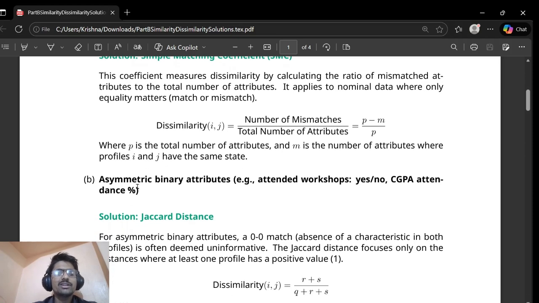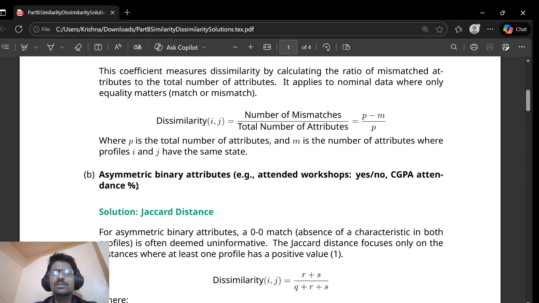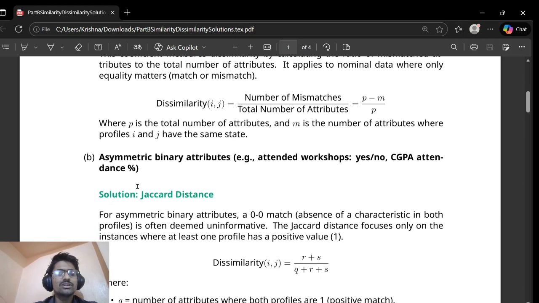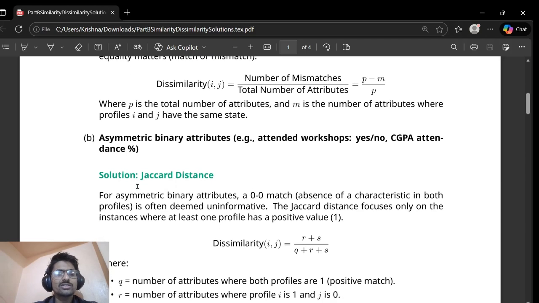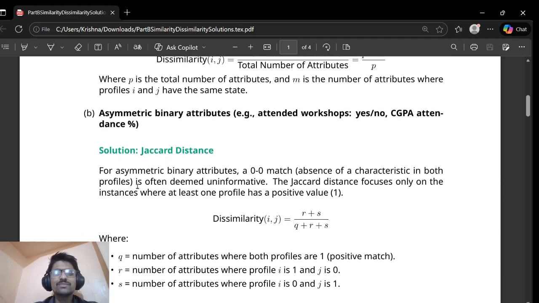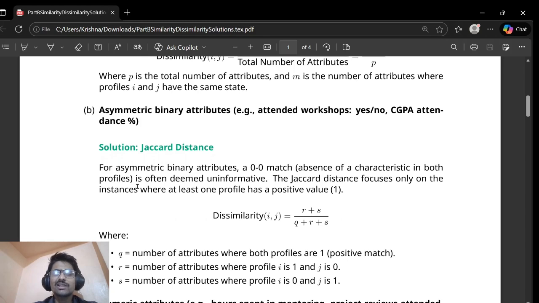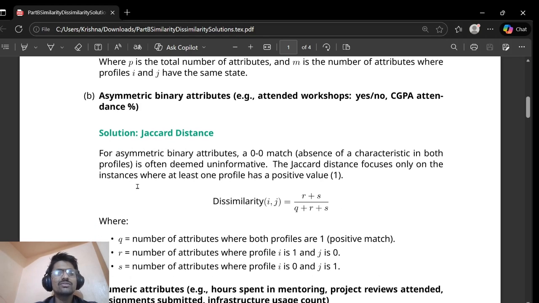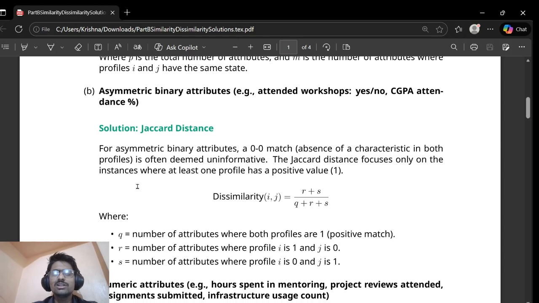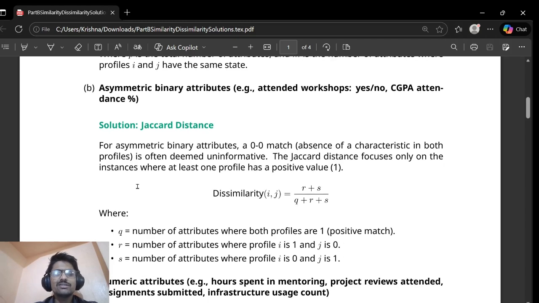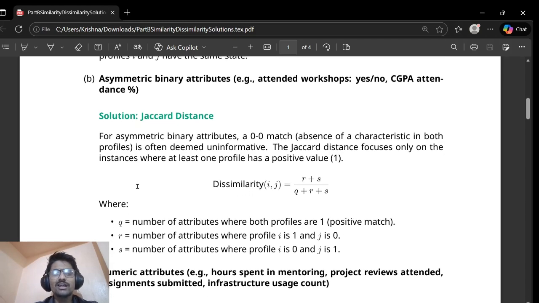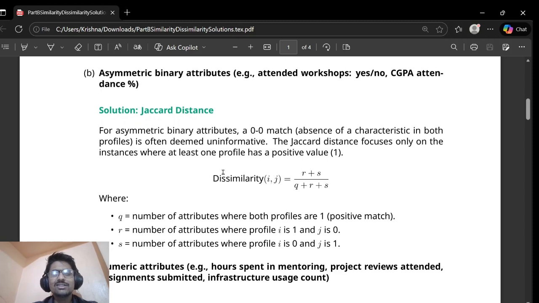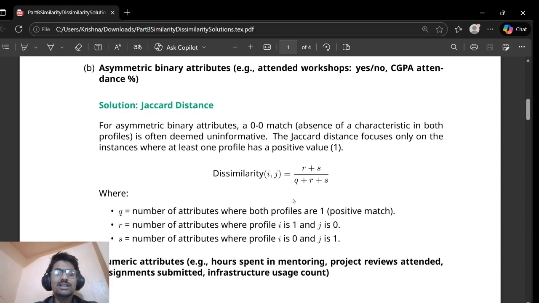Now the asymmetric binary attributes, for example attended workshop, CS no, CGPA, attendance percentage, etc. Solution: Jaccard's distance. For asymmetric binary attributes, a 0-0 match, the absence of a characteristic in both profiles, is often deemed uninformative. The Jaccard distance focuses only on the instances where at least one profile has a positive value, 1. Dissimilarity (i, j) is equal to (R plus S) divided by (Q plus R plus S).